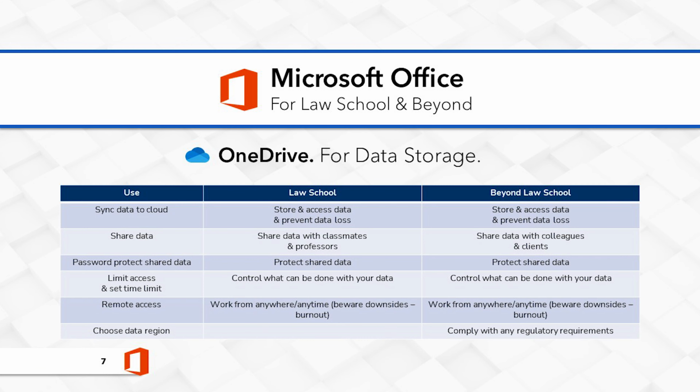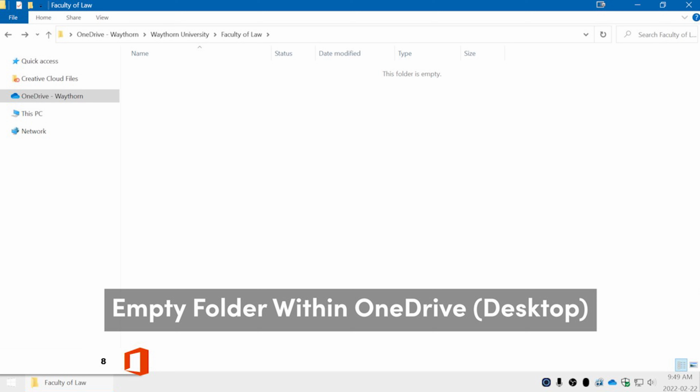So to start, we're going to look at OneDrive. All of the stuff on the left is what we're going to be talking about, like how to sync your data, how to share your data, password protect your data, limit access, have remote access, and choose your data region, which is kind of more important for private practice than for students. But again, part of the presentation is to talk about both kinds of things that you can use at law school, things that you can use beyond law school. So this is going to be a micro walkthrough.